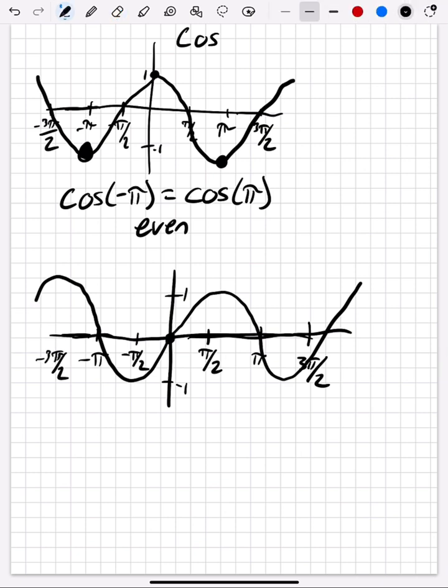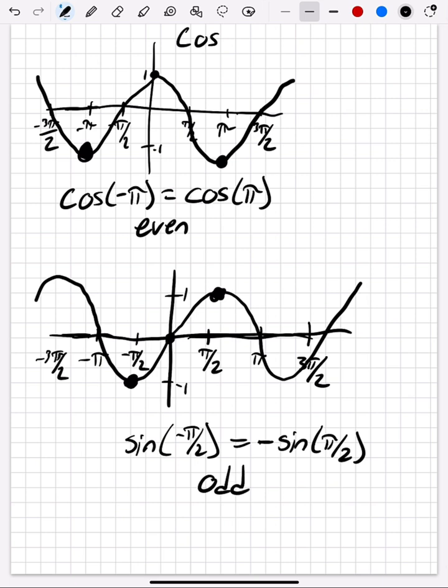So then, if we look at the sine of negative pi over 2, we're at negative 1. Well, the sine of pi over 2 is 1, as you can see here. So to make that negative 1, we would just have to put a negative in front of it. So that is how those are deemed to be even and odd.